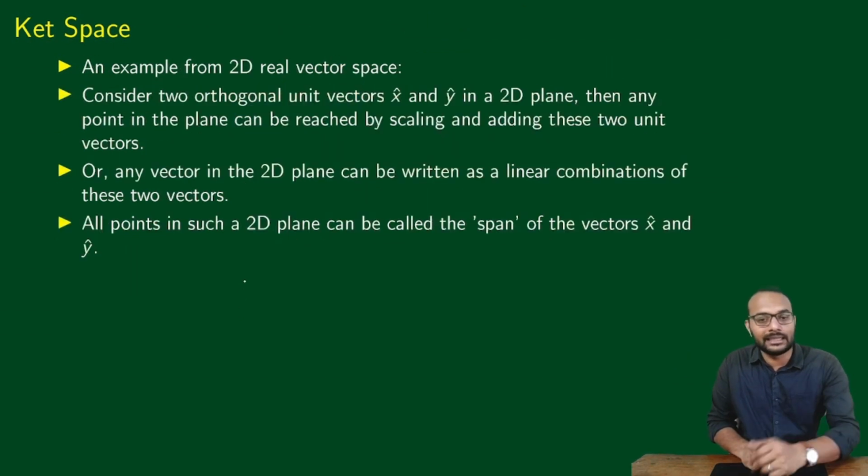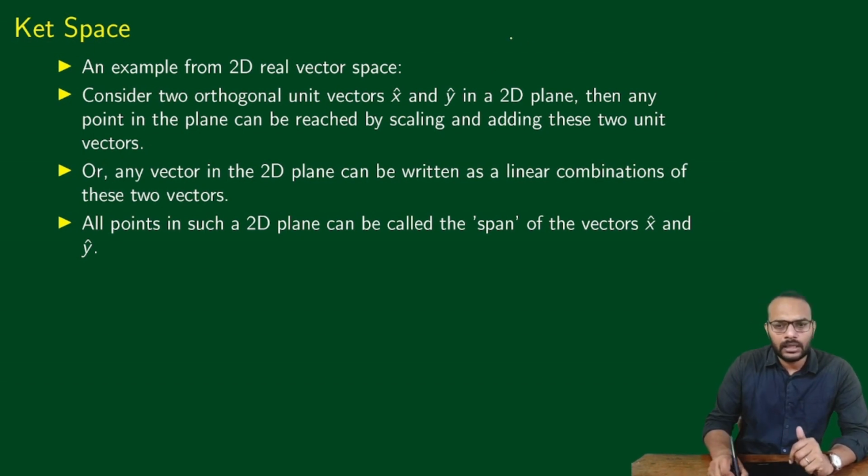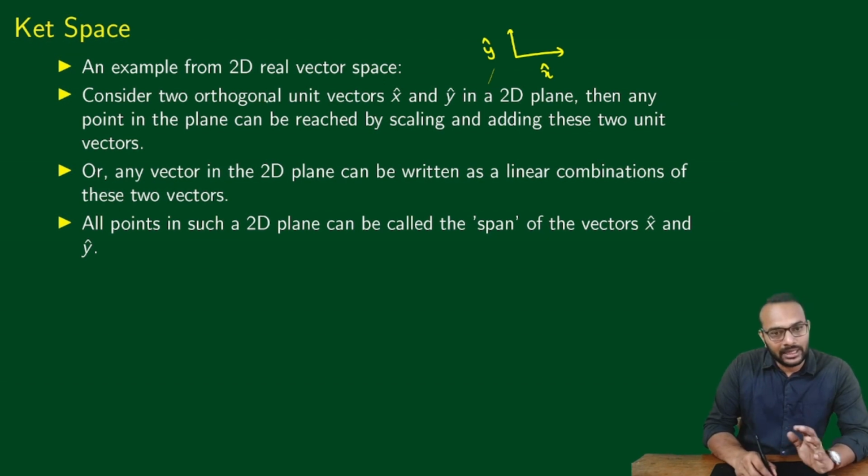Let me try to understand this by an example from a two-dimensional real vector space. For simplicity, let's say that we are talking about two orthogonal unit vectors in a two-dimensional plane. Consider two orthogonal unit vectors x hat and y hat. This is just a familiar example that helps us understand these things. Then any point in the plane can be reached by scaling and adding these two unit vectors.